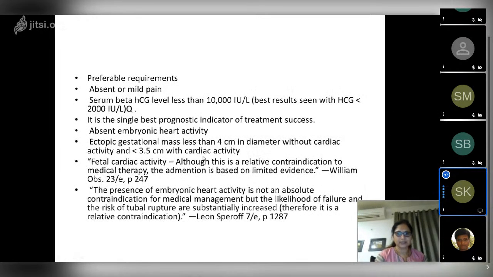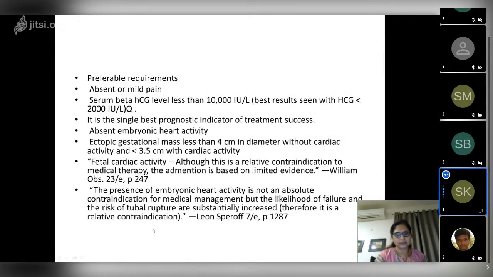So that's why they mention it with limited evidence. The presence of embryonic heart activity is not an absolute contraindication for medical management, but the likelihood of failure and the risk of tubal rupture are substantially increased. Therefore, it is a relative contraindication according to Leon-Speroff.